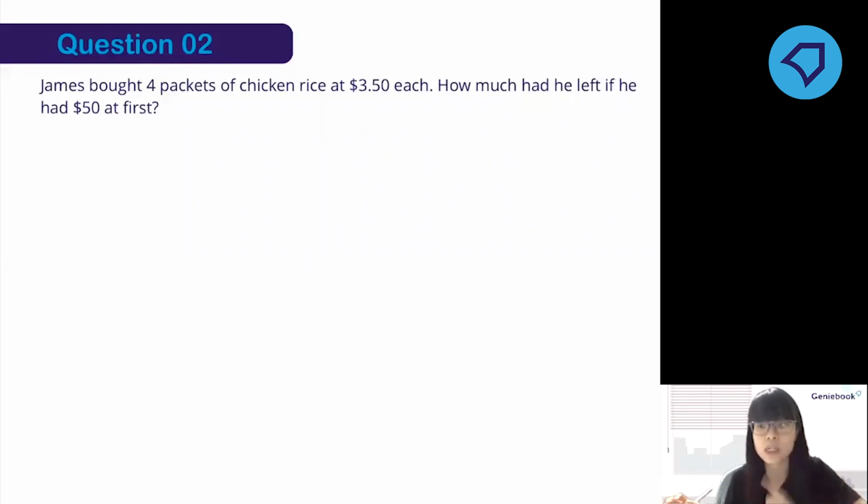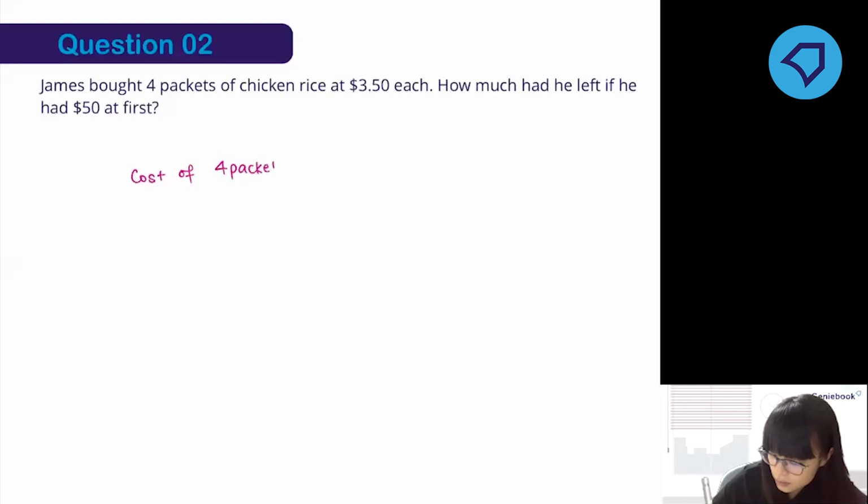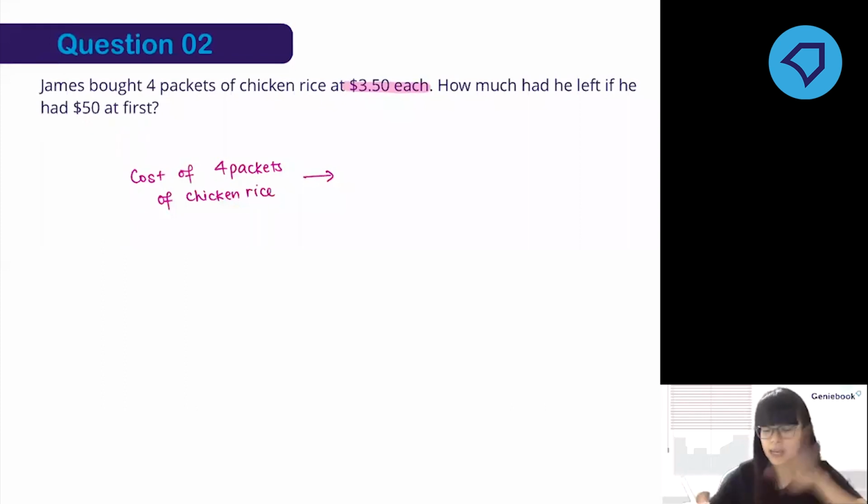So the first thing that we need to do is find the cost of 4 packets of chicken rice. Correct? Cost of 4 packets of chicken rice. Okay, so again, let me highlight to you guys, it's $3.50 each. So what do you need to do? 4 packets would be 4 times $3.50. Okay, so what is 4 times $3.50? Do you guys get that?